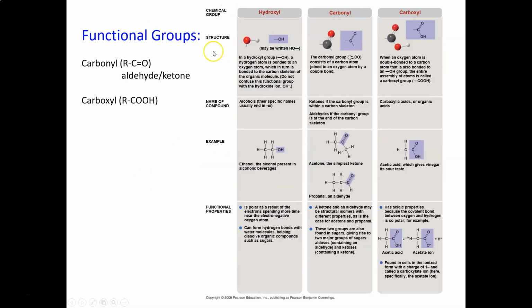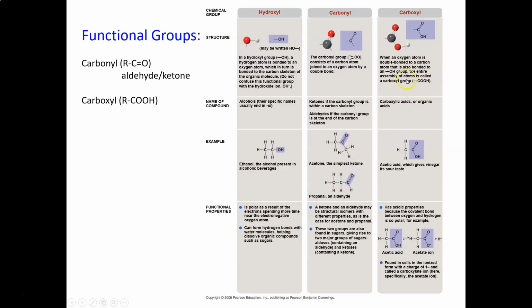So the next functional groups that are important are the carbonyl and the carboxyl. The carbonyl and the carboxyl really aren't very different. The difference is the carbonyl occurs within a molecule, typically, not always. If it occurs within, it's a ketone, and if it's at the end, it's an aldehyde. But we're going to worry more about the carboxyl group.